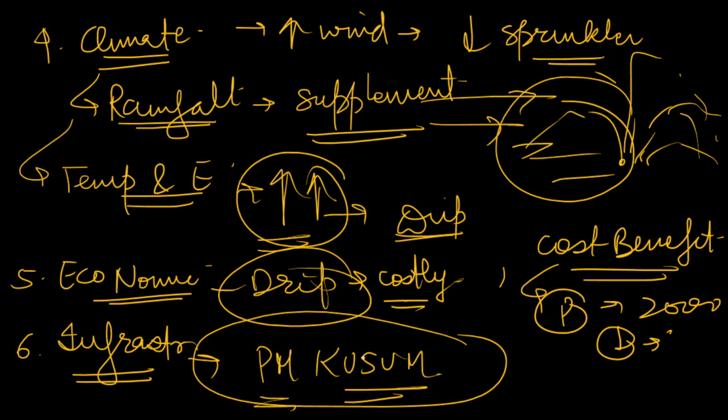Now moving to the next factor, obviously labor availability. You can add labor availability in economic factors only. Labor availability is also important, because suppose you are using surface irrigation and labor is not available, or labor is expensive, so it is not suitable. Mechanized systems reduce labor cost. If the labor availability is low, go for mechanized systems such as drip irrigation.